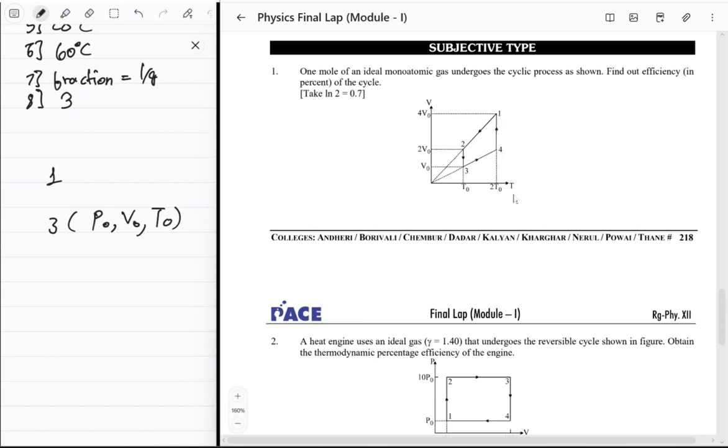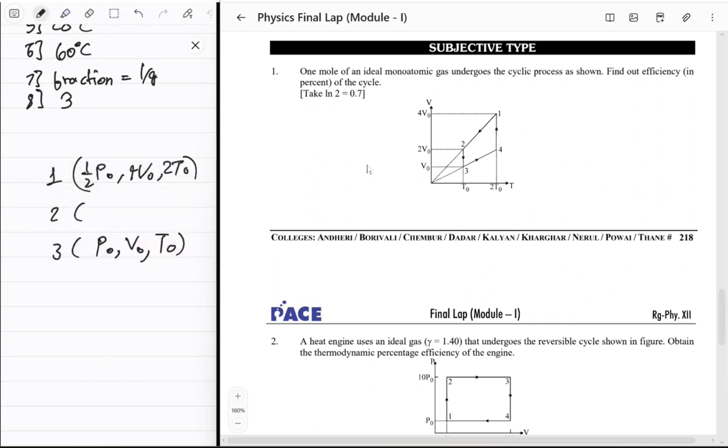So the first is at 4 V naught and 2 T naught. Its pressure will be proportional to T upon V, so 2 upon 4 is 1 upon 2, so it's 1 upon 2 P naught. It's 4 V naught, 2 T naught, right? Okay, what is happening for the second? The second is 2 V naught and T naught. Once again, P is proportional to T upon V, so 1 upon 2 P naught. Okay, and what else? Finally the fourth.